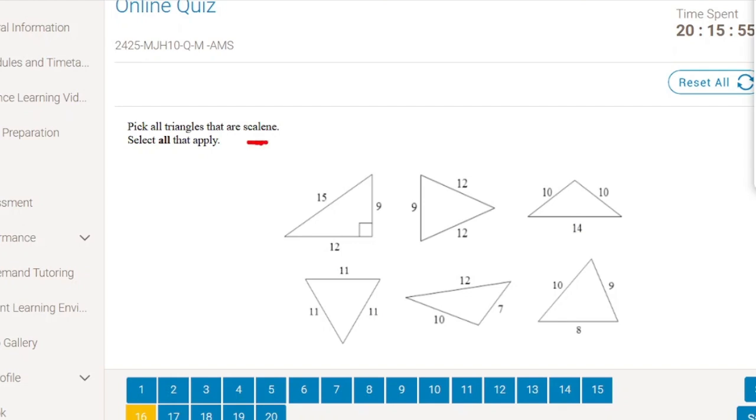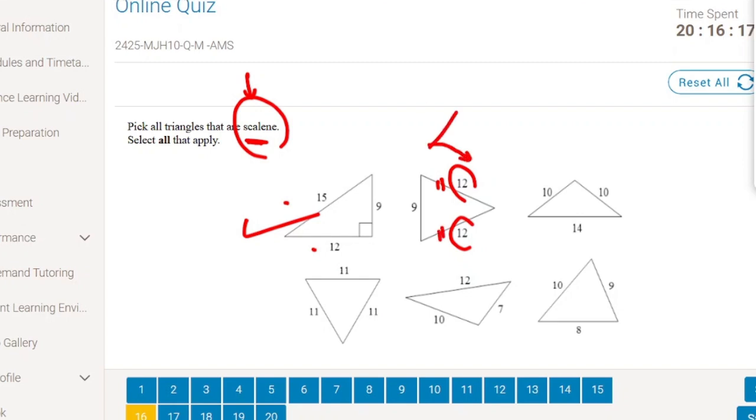Pick all triangles that are scalene. Scalene means the three sides are not equal and have different sizes. So let's see the first one. This is 12, 15, 9. This one is a scalene triangle. This one has equal sides, so this is isosceles, so this is not the right answer. Also, this is isosceles, wrong. This is equilateral, all sides are equal, which is wrong. This one is 10, 12, 7, right answer. And this one, 10, 9, 8, right answer.